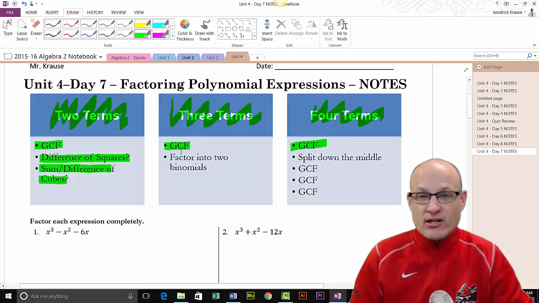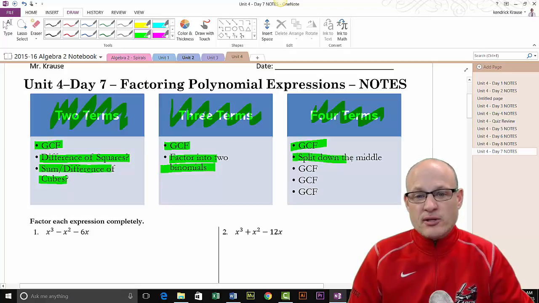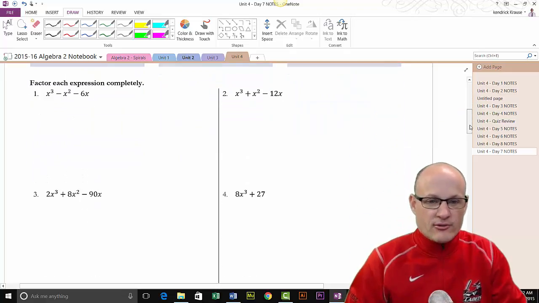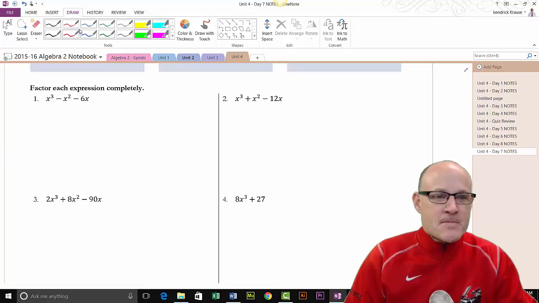If it's 3 terms, again, look for a GCF, but then factor it into 2 binomials. And if it's 4 terms, we're going to always first look for a GCF, split it down the middle, and then just GCF, GCF, GCF. All right, we'll talk about those again. Remind yourself, so this is a practice day.